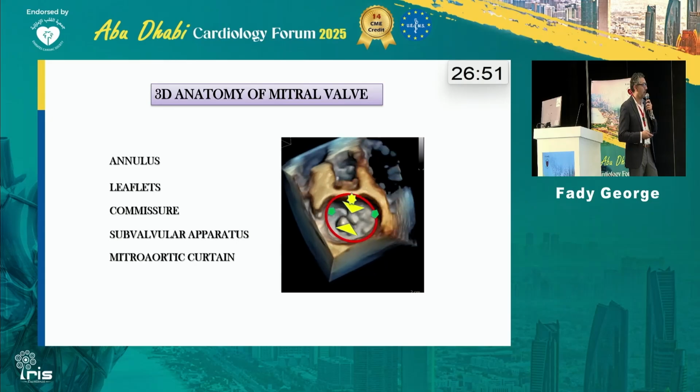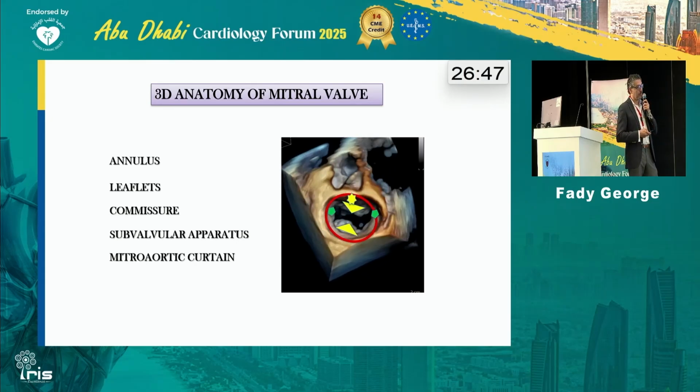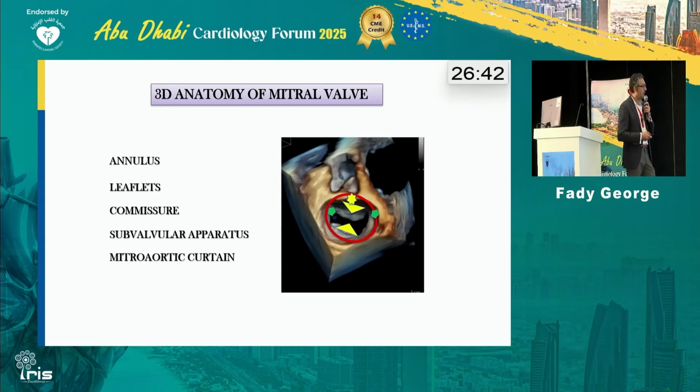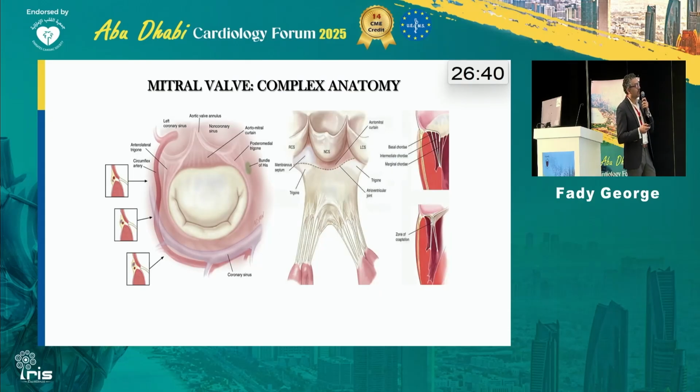And very importantly is the mitral-aortic curtain. And this is what separates the mitral annulus from the aortic annulus. We'll see in details. Next slides. Yeah, again, the mitral valve complex, you can see that it's really complex. It's not just a valve. So here, this is anterior mitral leaflet, and this is a posterior mitral leaflet.